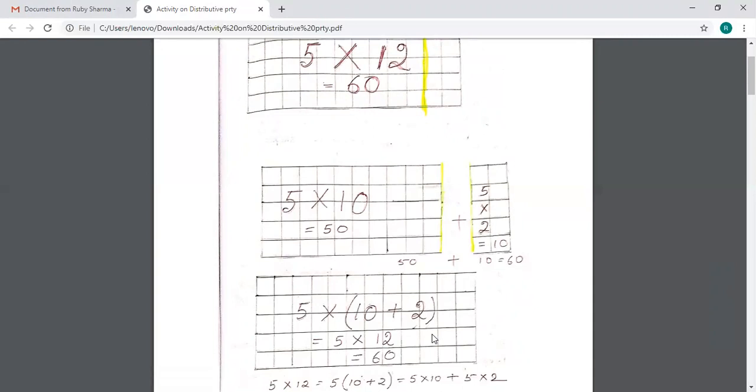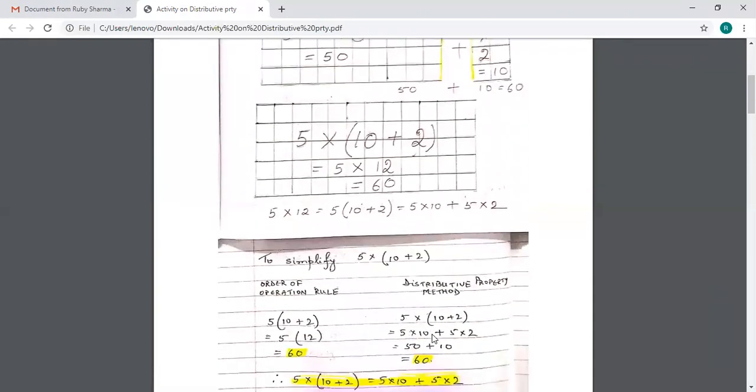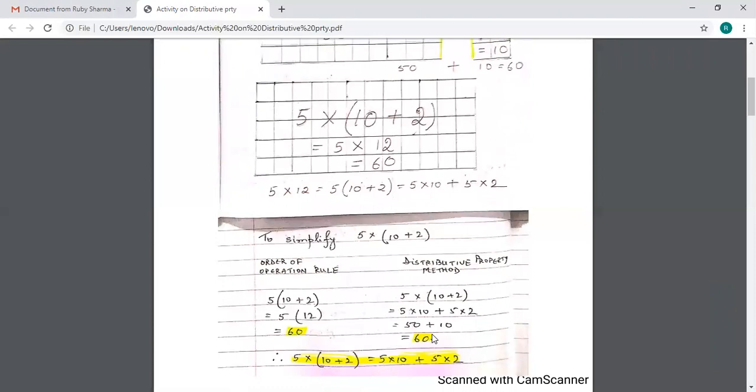Now see here, this was an activity and I've done it in this way also for you to understand. To solve this 5 into 10 plus 2, one way, which we have done before, is the order of operation rule. That is, first we do bracket, then of, that's multiplication, of means multiply, then division, multiplication, addition, and finally we do subtraction. So when there are two or more operations in an expression, in a sum, the order of operation rule is followed.